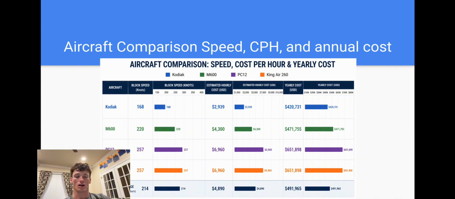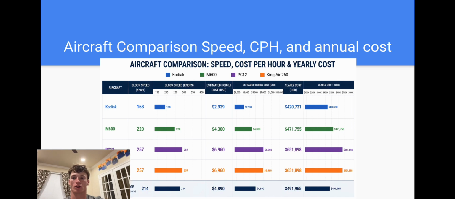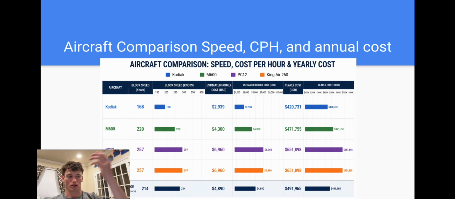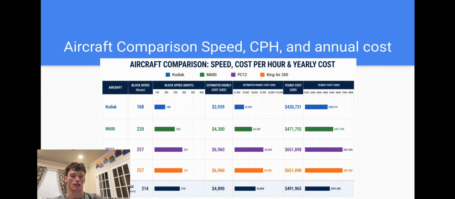We can see based off of the first column that we have the aircraft, and then the block speed showing what the speed in knots will be for that aircraft. That's just indicated airspeed, true airspeed, whatever you want to call it. That doesn't take into effect the ground speed or winds or anything like that.